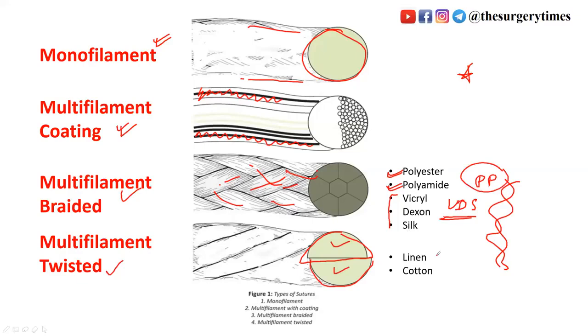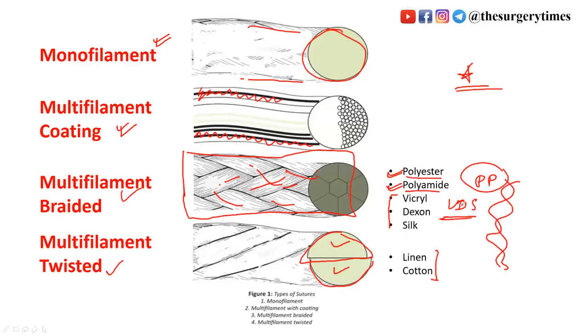Whereas linen and cotton are multifilament twisted. These are also coming in exam. Okay, and if a pictorial view comes like this, and the sutures appear like this, then you can opt for polyester, polyamide, Vicryl, Dexon, and silk.